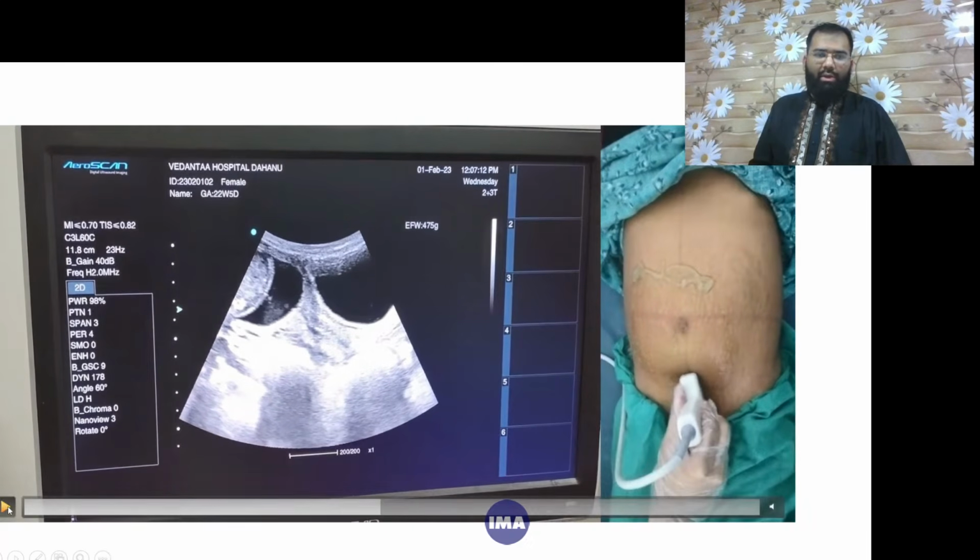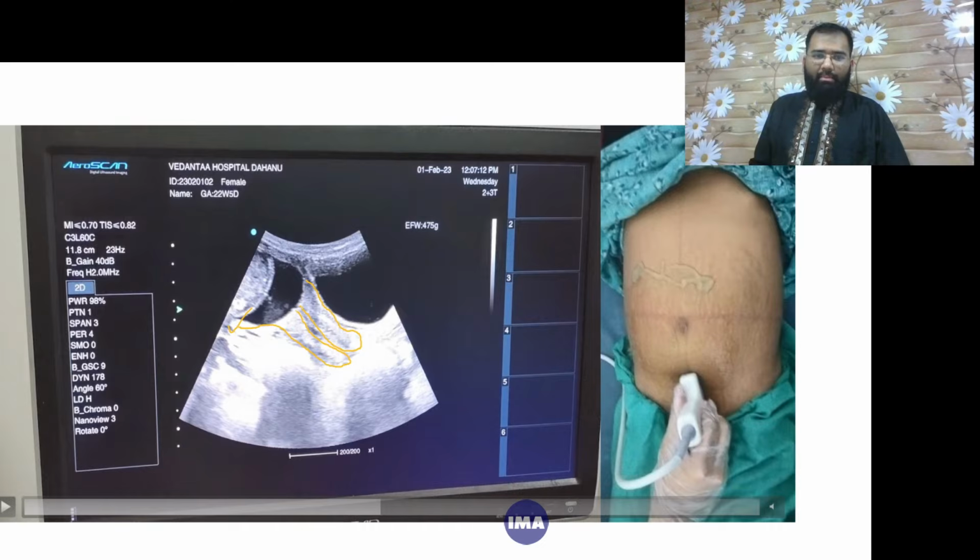Now most importantly, I go down. So I've gone below and I have taken the longitudinal section. So you are able to see this region. This is the cervix. And most importantly, there is no placenta within 2.5 centimeter of the internal os. That means that placenta is not low lying.